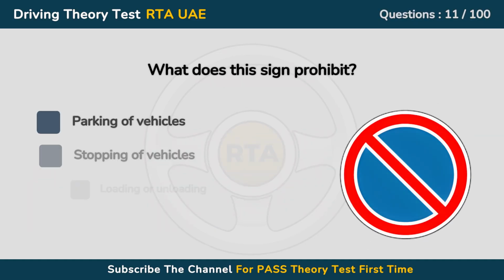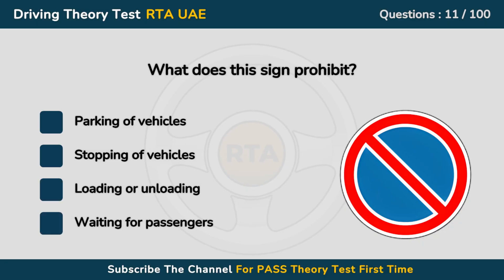Question 11. What does this sign prohibit? A. Parking of vehicles. B. Stopping of vehicles. C. Loading or unloading. D. Waiting for passengers.